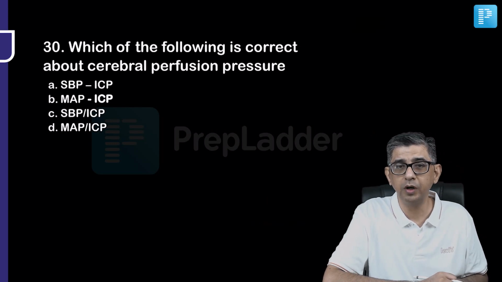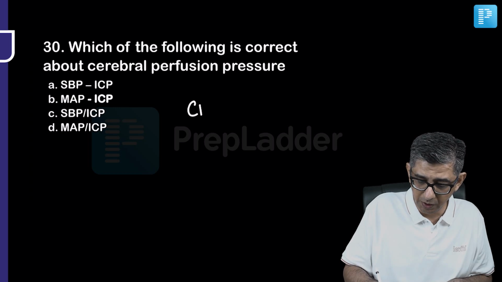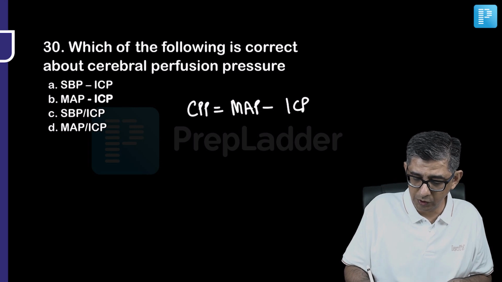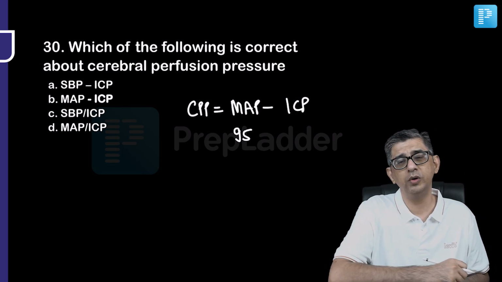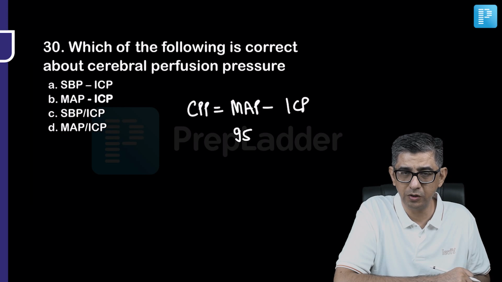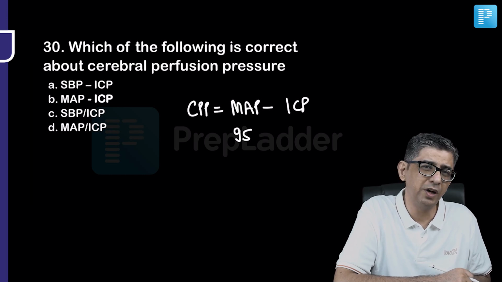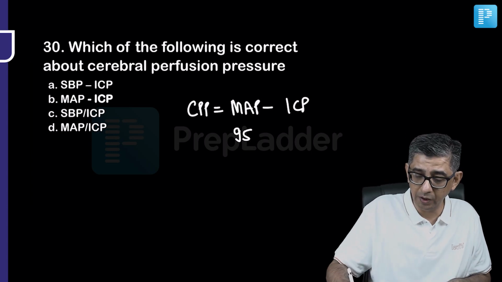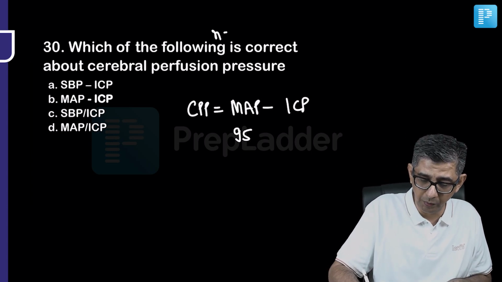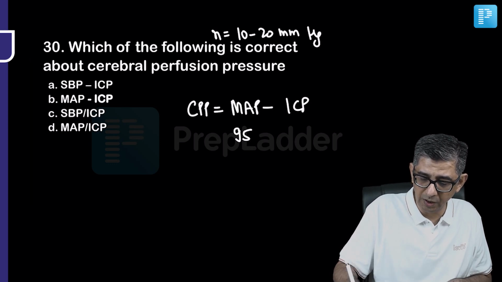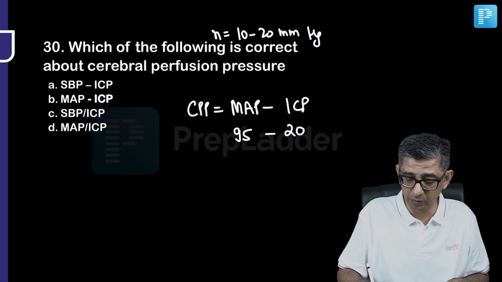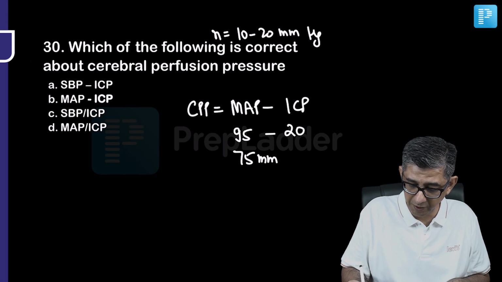What is correct about cerebral perfusion pressure? Then CPP is a difference of mean arterial pressure and intracranial pressure. Suppose your mean arterial pressure is calculated on the basis of systolic plus 2 times diastolic, whole thing divided by 3. So if you take values of 120 by 80, the MAP would come something like 95. Normal intracranial pressure, I'll just write down the value. Normal intracranial pressure is between 10 to 20 millimeter of mercury, and I'll just take an upper limit of it, that is 20. So yours and my cerebral perfusion pressure would be approximately 75 millimeters of mercury.